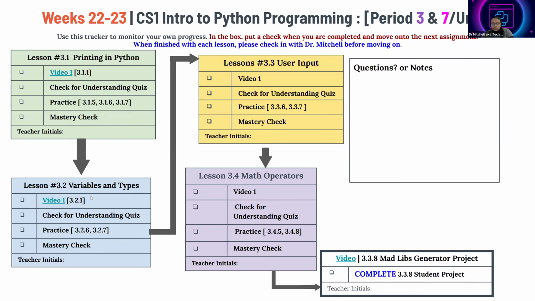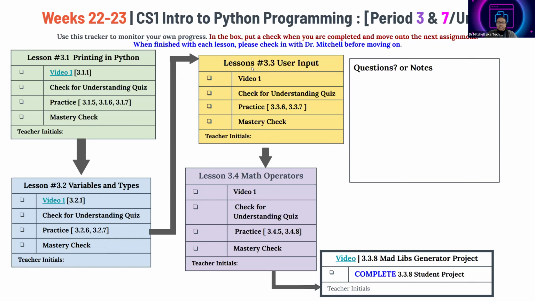Lesson 3.2 is variables and the different data types, where we're going to learn integer, string, and float, which is the exciting one that we haven't talked too much about. And again, you need to complete your check for understanding quiz, and you need to complete your coding practices. There are only 2 within lesson 3.2, which is 3.26, 3.27. And again, check it off, and then you're going to get your mastery check.